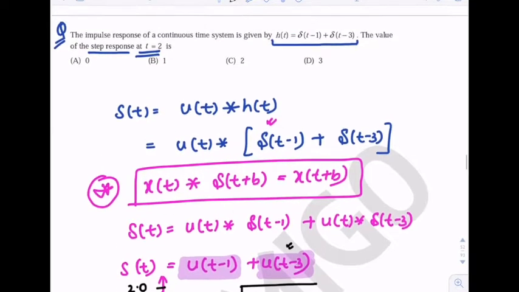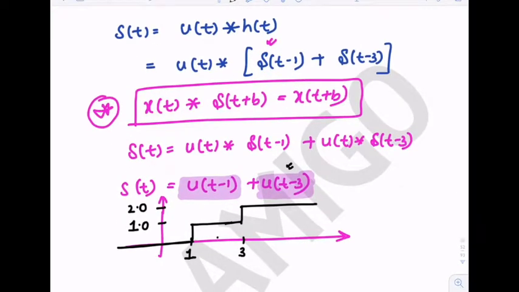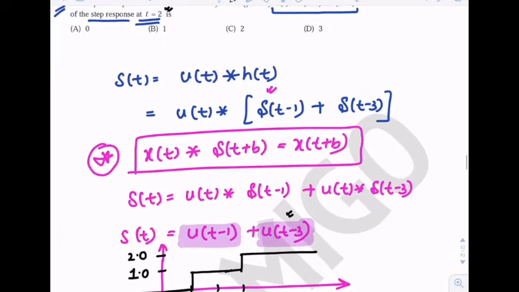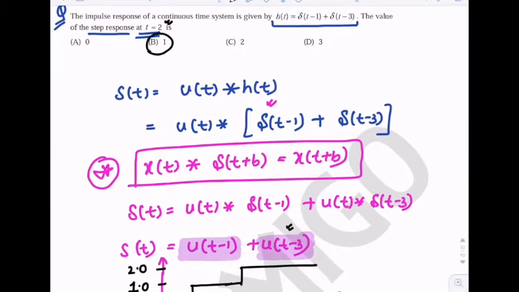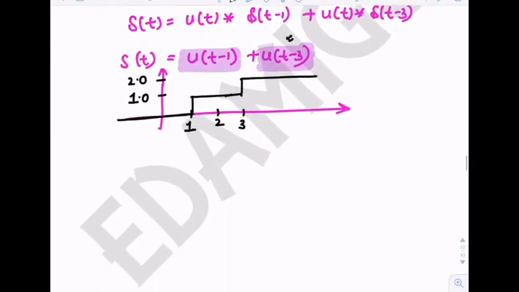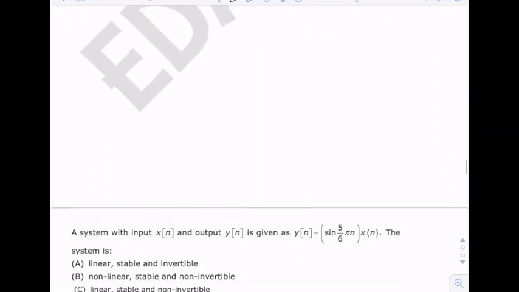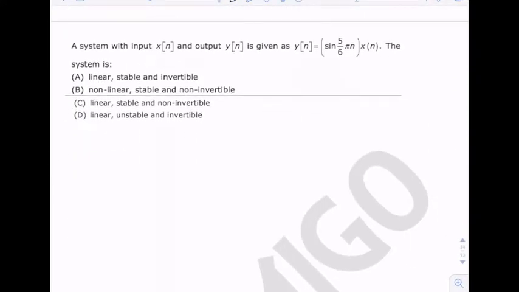Now we have to find the value of step response at t equal to 2. So we can say that at t equal to 2 the step response has value equal to 1.0. So B is the correct answer. Okay, so this was a simple question. Now the third question.